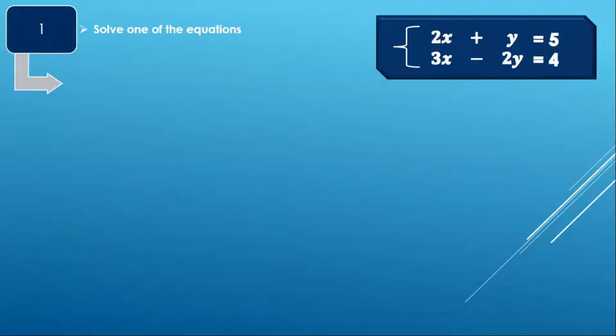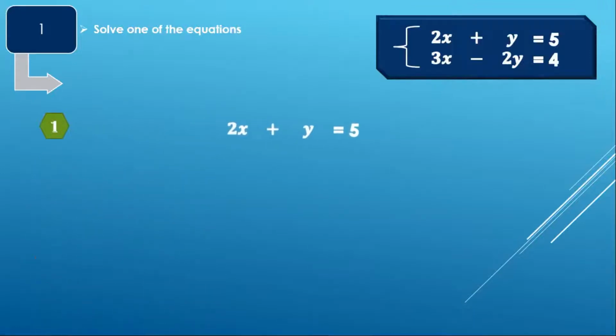So we're going to try the following example. We want to find something that satisfies both 2x plus y equals 5 and 3x minus 2y equals 4. To help us out, I'm going to number these two equations. The top one I'll call equation 1, and the bottom one I'll call equation 2. Step 1 says solve one of these.